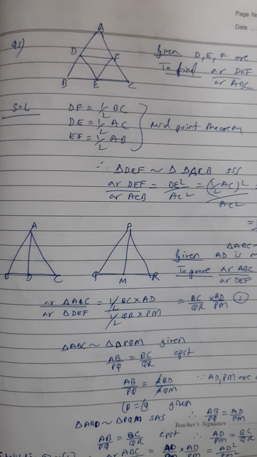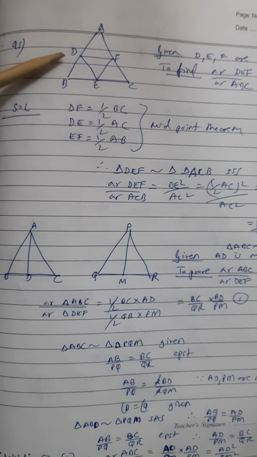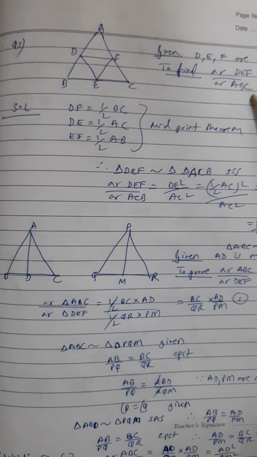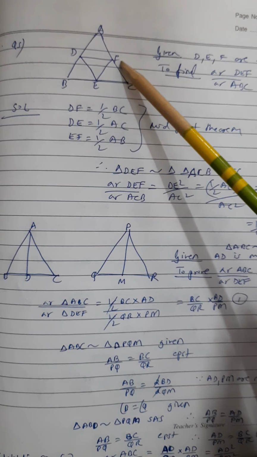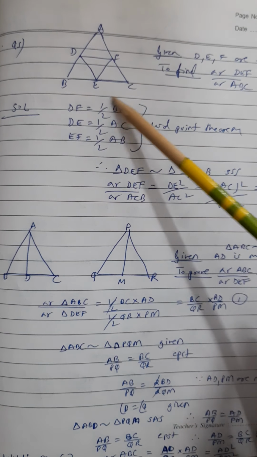Question number 5 and 6 of 6.4. You are given a triangle ABC, and D, E, and F are the midpoints. We have to find the ratio of the area of DEF, that is the triangle that is formed in between, and the bigger triangle ABC.